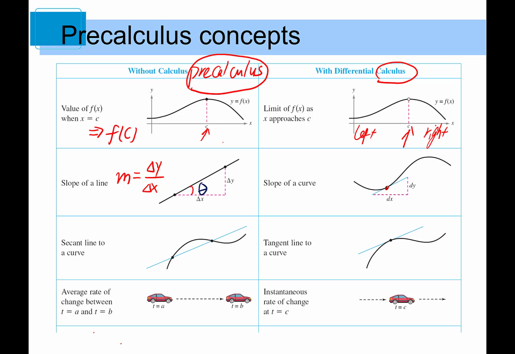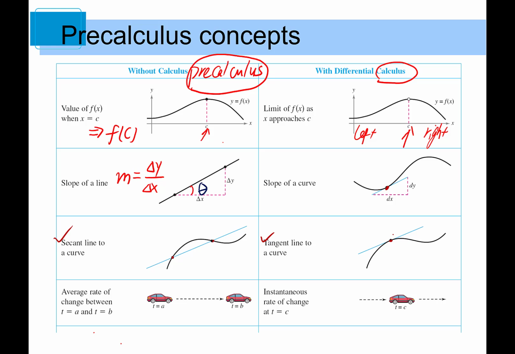In pre-calculus, we already know the secant line to the curve, which is two points that give us a slope, right? Slope will determine the secant line. Here, in calculus, you learn the tangent line. A tangent line to a curve is a line passing through the point, and it's going to be perpendicular to the point.